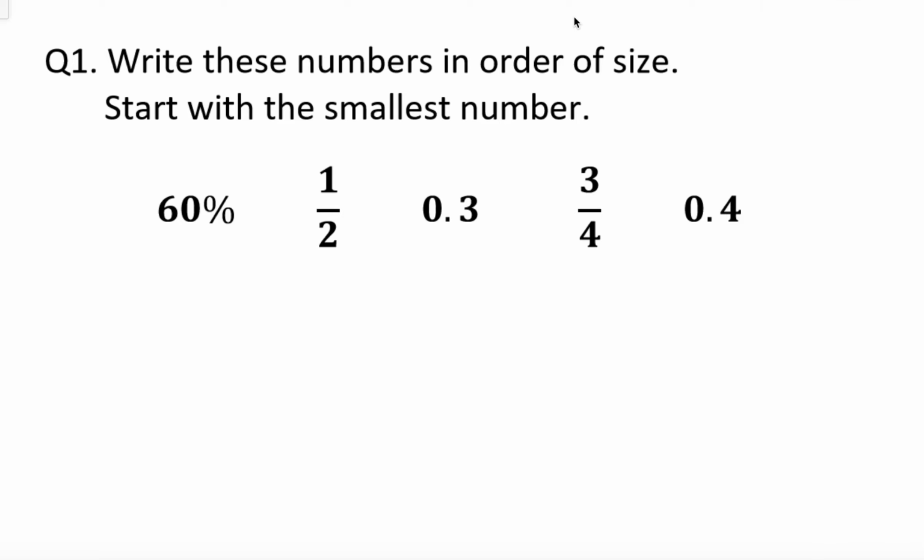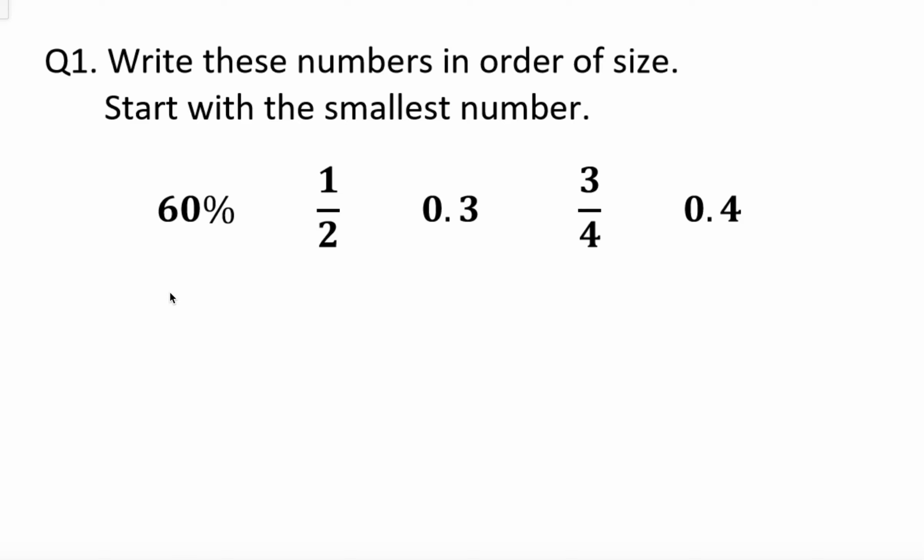So the first thing we've got to do is get them all into the same format. And the best choice really is to go for decimals. You could go for fractions or percentage, but I always find that getting the figures into a decimal is probably the easiest way to do this. So two of them are already in decimals, which is 0.3 and 0.4. So we've only got to do three others. So let's look at 60%.